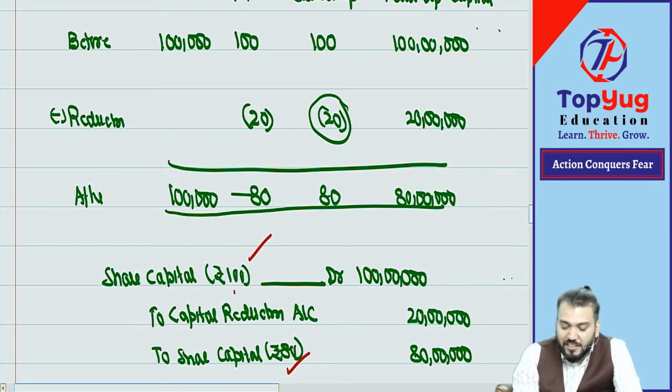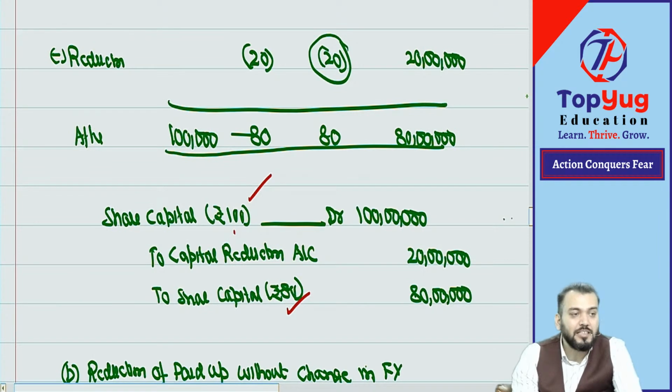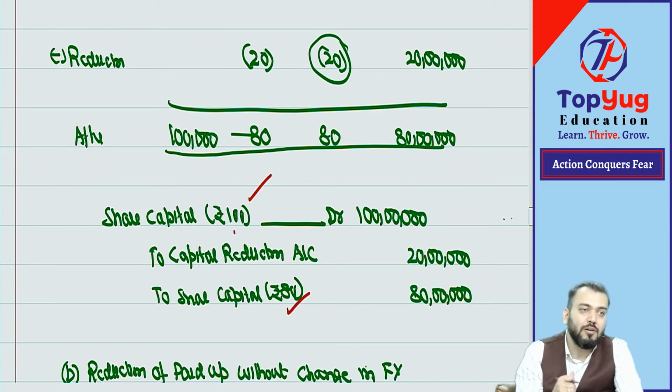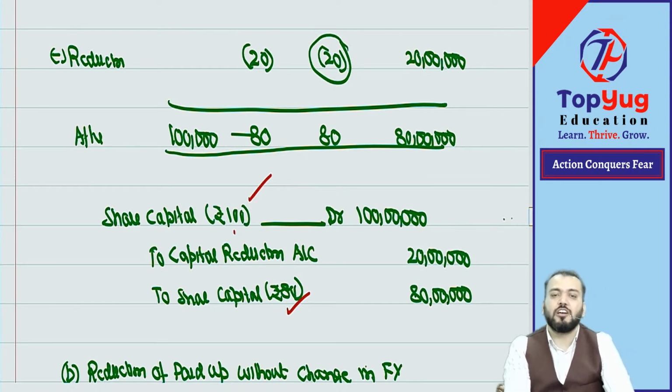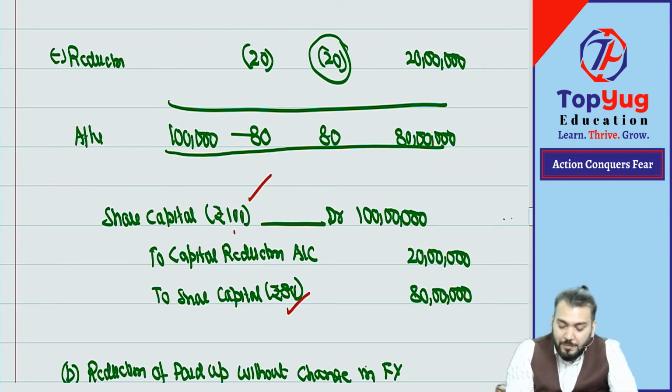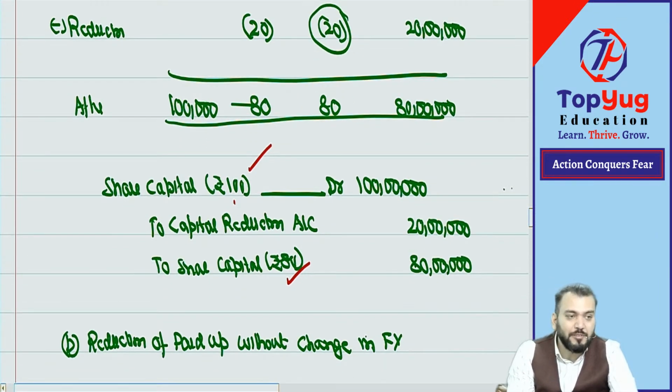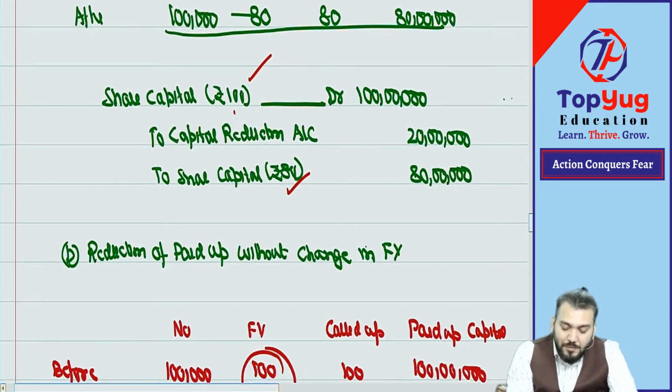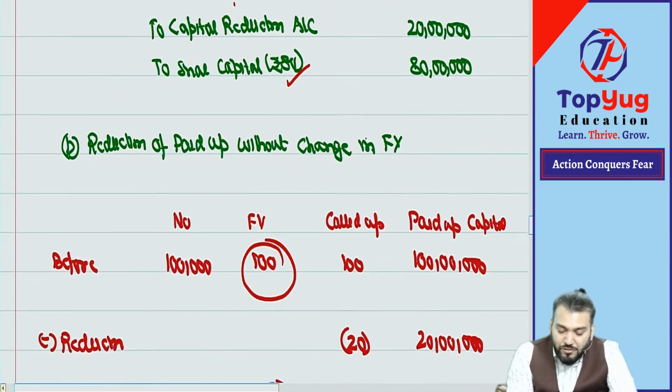But in this case, there is a reduction, and whatever reduction there is will be transferred to which account? Capital reduction account. Means in this chapter, any gain, any loss, any income, any expense will be transferred to which account? Capital reduction account. So what journal entry becomes? Old share capital account debit to new share capital, and the difference will be transferred to capital reduction account.